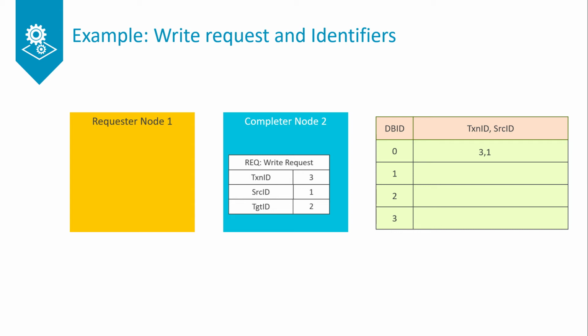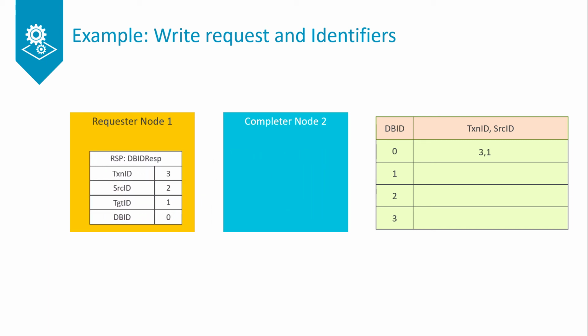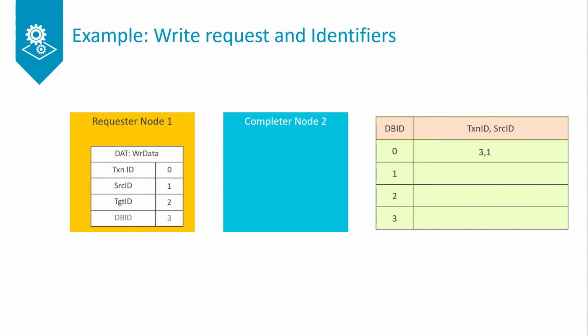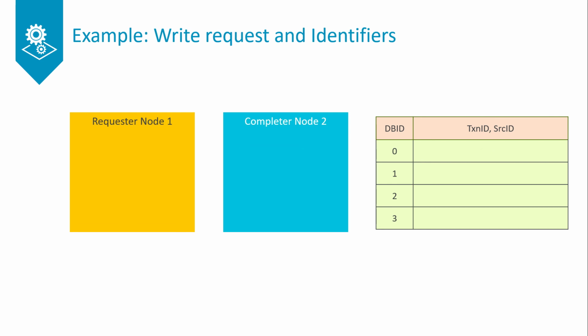The completer sends a dbID RESP message back to the requestor with transaction ID 3, and the dbID field populated with the dbID value 0. The requestor will now send the write data to the completer using the dbID received as the transaction ID. The buffer slot corresponding to dbID 0 now gets deallocated once the transaction has completed.